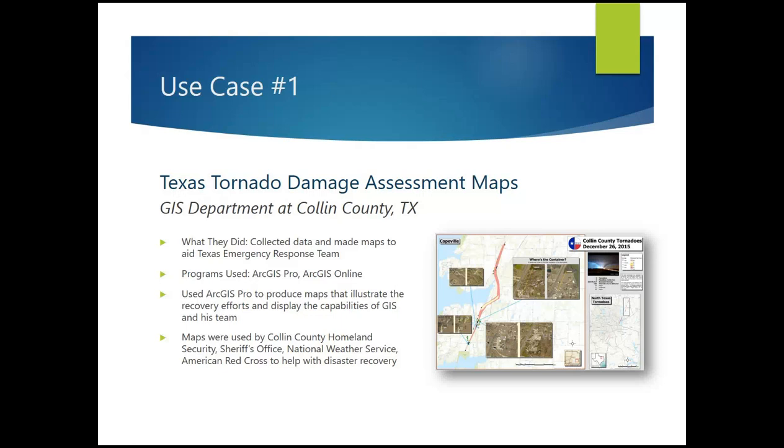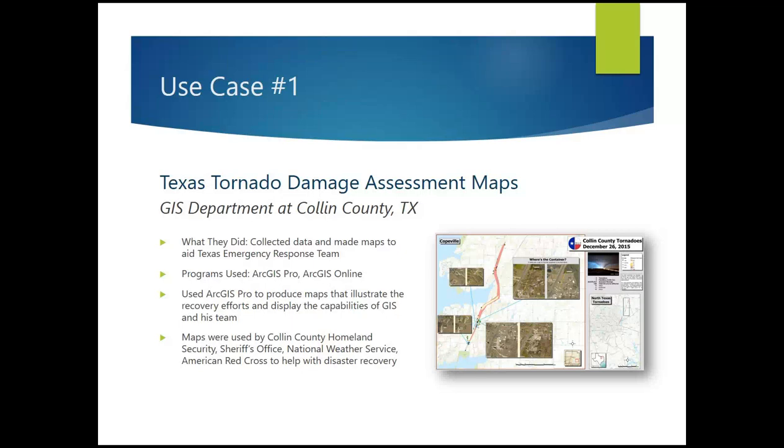Through ArcGIS Online, they access all of the data collected in the field and information about tornado ratings and paths. Collin County GIS Manager Tim Nolan was able to use ArcGIS Pro to produce the maps that illustrated the recovery efforts and displayed the capabilities of GIS and his team. Tim Nolan quotes, "I found ArcGIS Pro to be quite intuitive, even though as a manager, I do not use GIS every day. I could envision the maps I wanted to make, and ArcGIS Pro made it easier for me to get there."